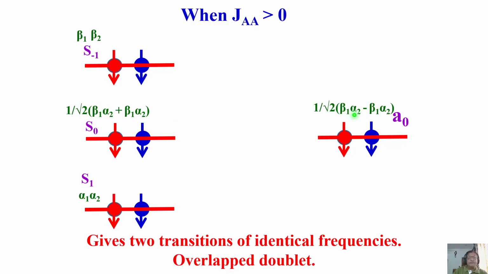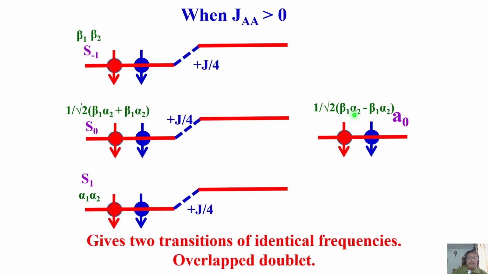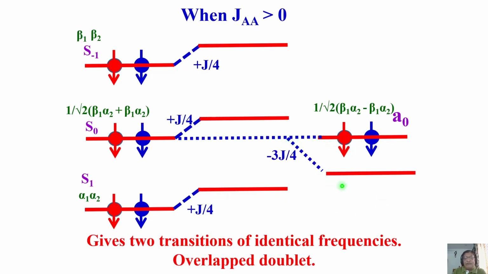Now, when the coupling is there, a very interesting thing happens. All these energy levels are shifted up by J by 4. For all the 3 symmetric states in an A2 spin system, the energy level moves up by J by 4. They get destabilized to an extent of J by 4, all of them. What happened to the antisymmetric state? This gets stabilized by a factor of 3J by 4.